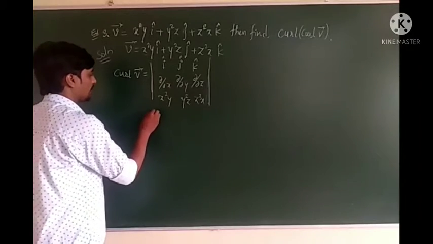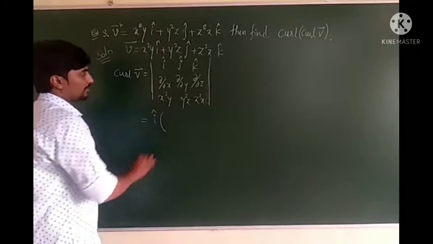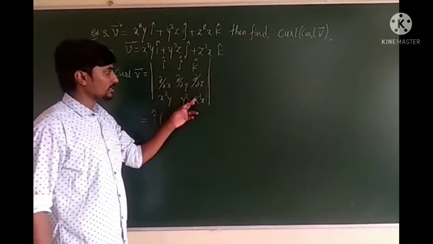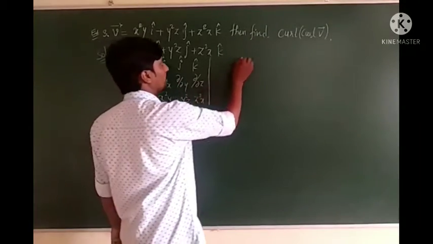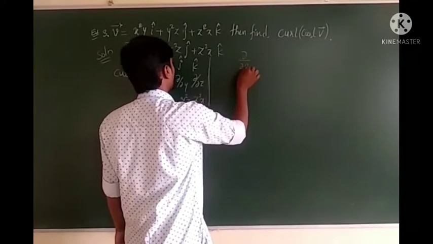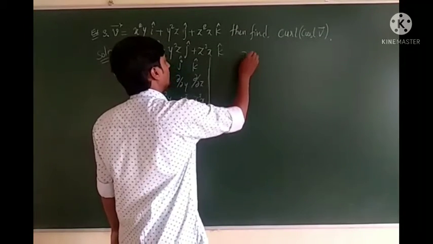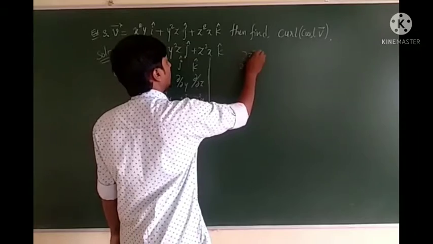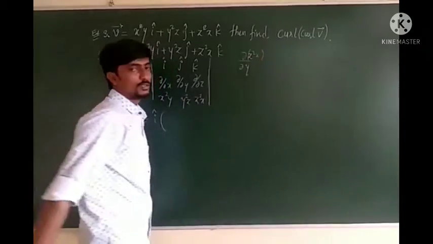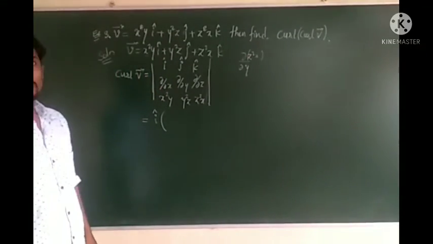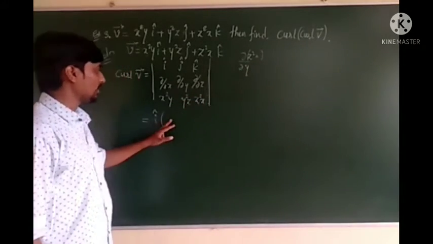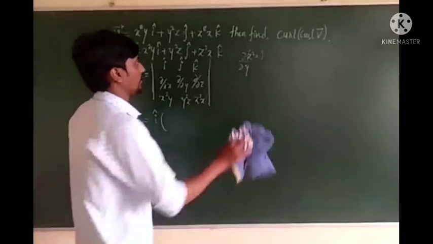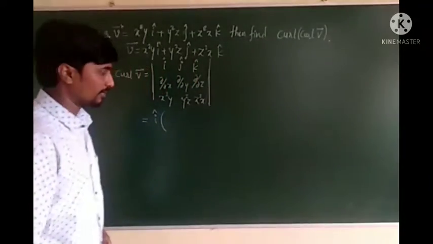So expand the determinant. While you are writing z square x, it will become ∂/∂y of z square into x. So I will write the direct value here, otherwise you can understand it better.